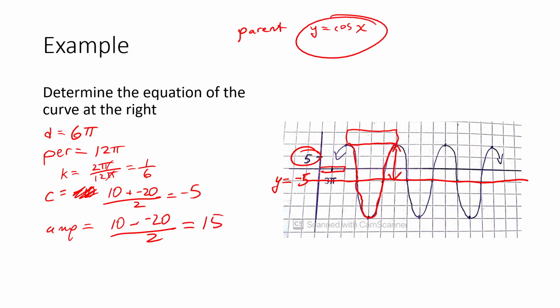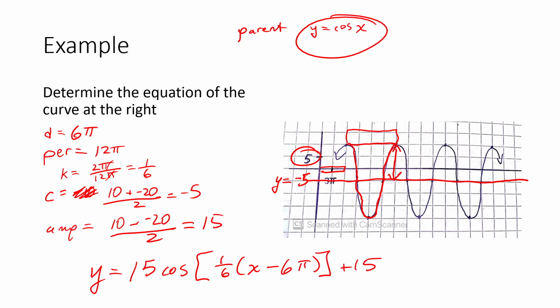Since we are using a positive cos x curve, the a value will equal the amplitude. So the a value in this case is going to be 15, and we can state the equation of our curve. y equals 15 cos of 1/6 times the quantity x minus 6 pi, plus c, which is -5.